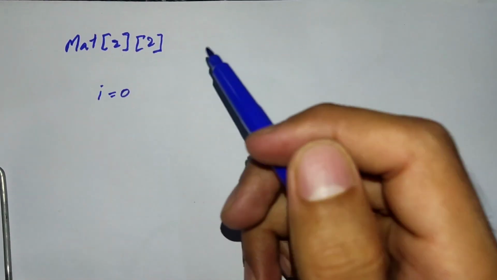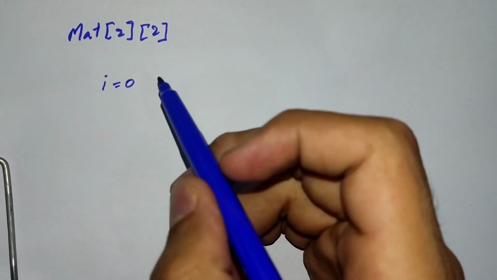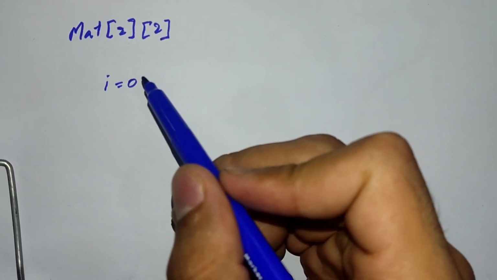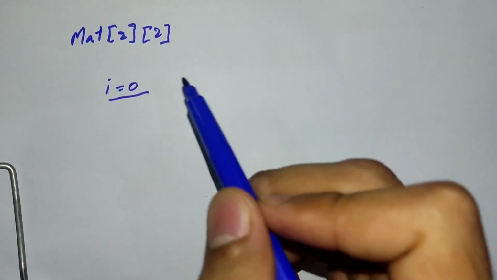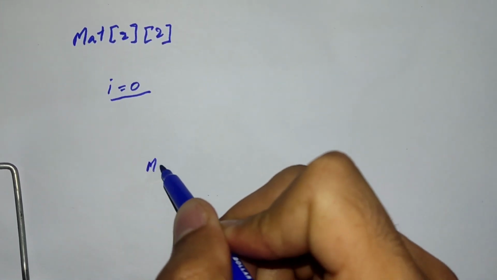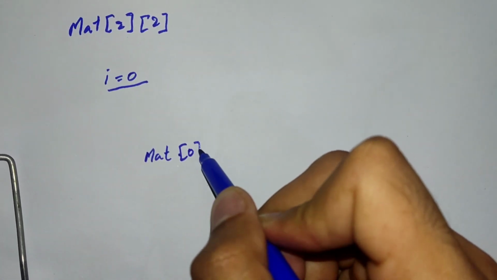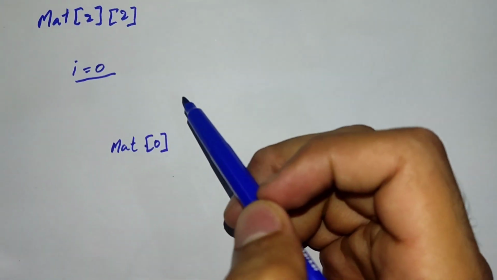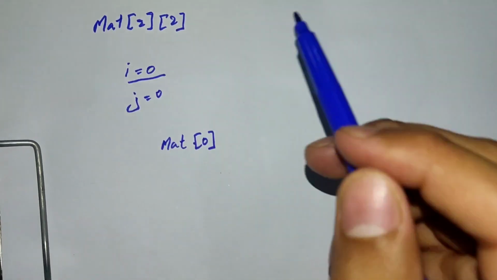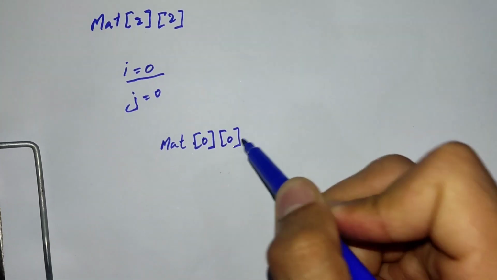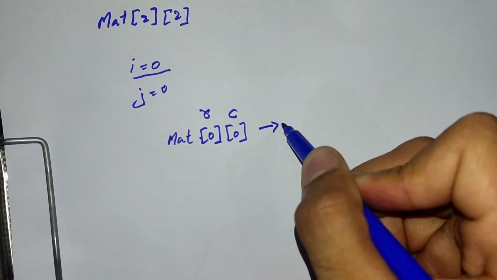So now let's have a look at how our program worked and how two-dimensional arrays work. First of all, we come to this i iteration variable. So i is initialized to 0. After that, we come into this j loop, where j is equal to 0, so that is mat[0][0]. This means at row 0 and column 0, store the value.